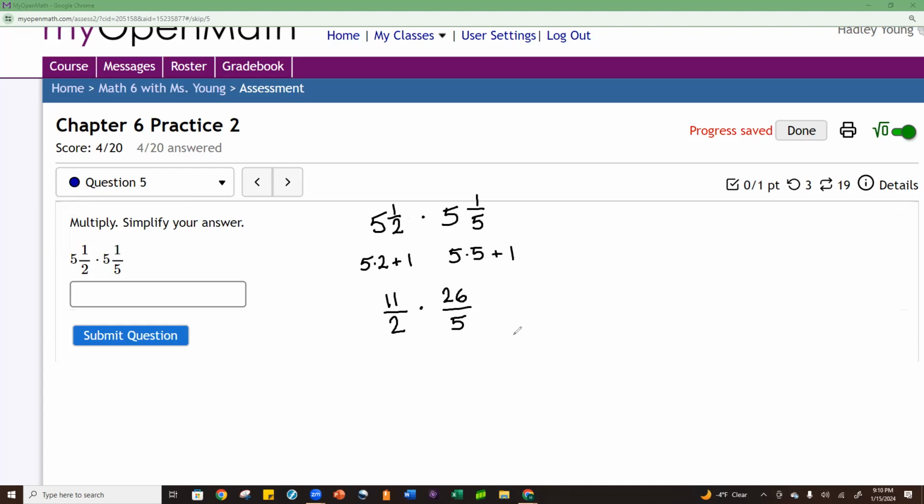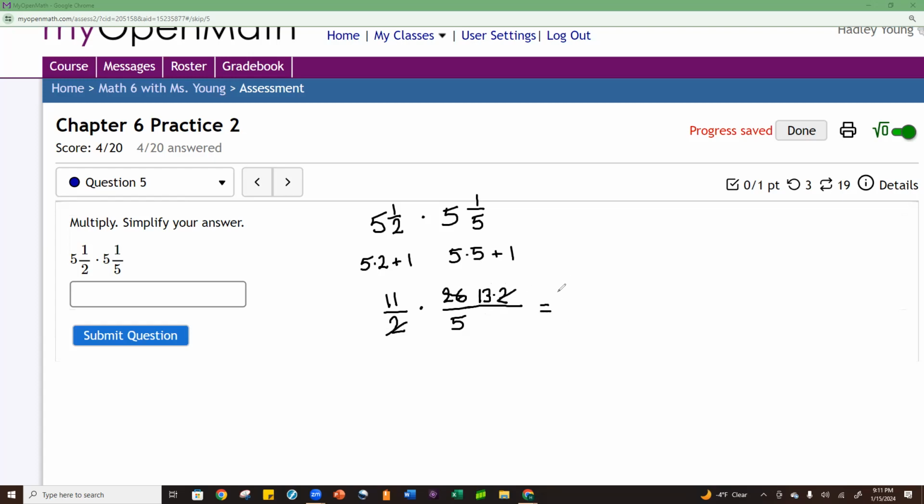Now we learned a little bit about cross canceling in class. So I know 11 and 5 are both prime. 2 is prime. So my only thing I can do is see, does 26 have 2 as a factor? It does. So instead of 26, I'm going to write it as 13 times 2. And then, because 13 times 2 is 26, I can cancel this 2 and this 2.